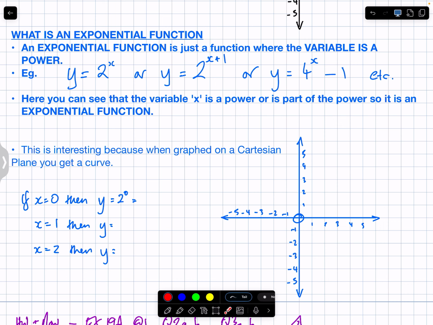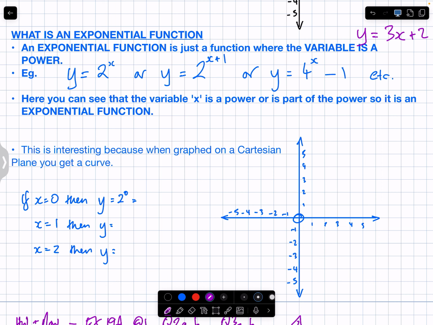Where is the x here? Is that small and written above? Yes or no? So that's also an exponential function. Where is the x here? Is that a power? That's also exponential. If I wrote this, I don't know, y is equal to 3x plus 2. Is the variable a power? Yes or no? Is it small and up to the right? Or is x just normal size?